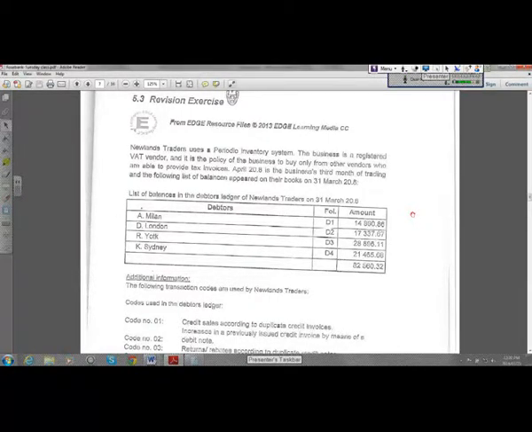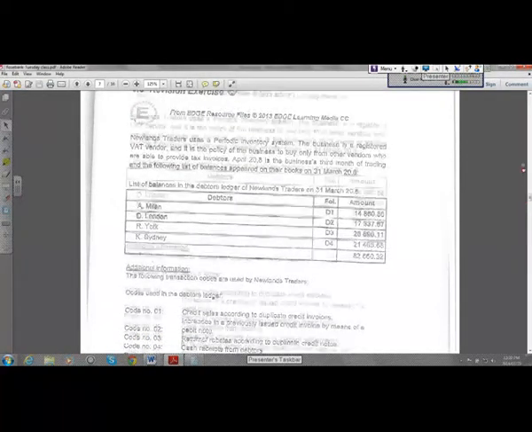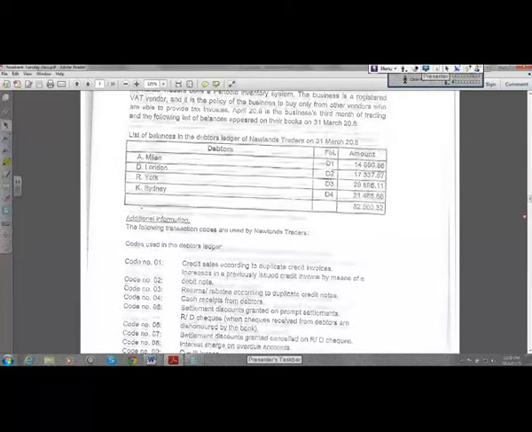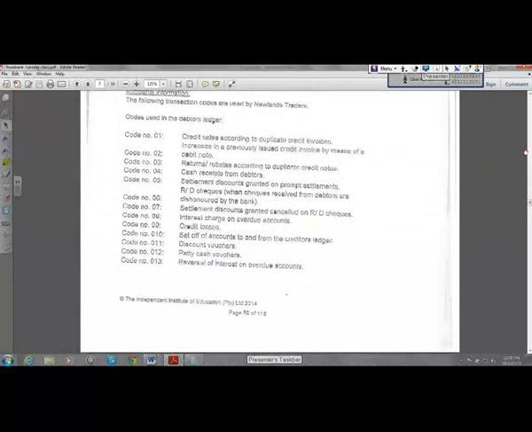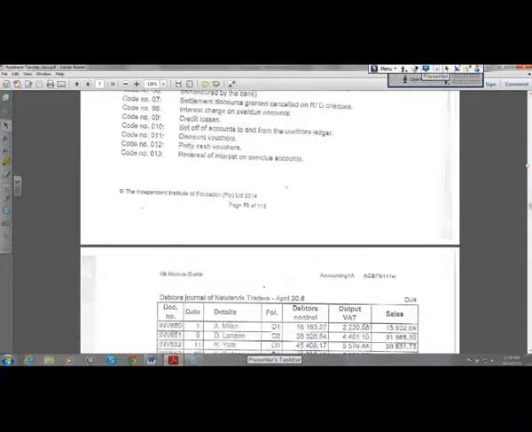Because we are recording all transactions relating to Milan, we must go and look at our books and see where Milan is featured. So let's go to our books. There is our friend.